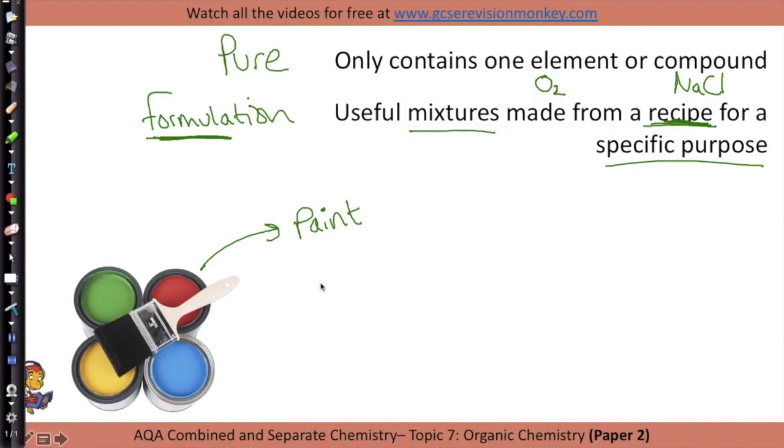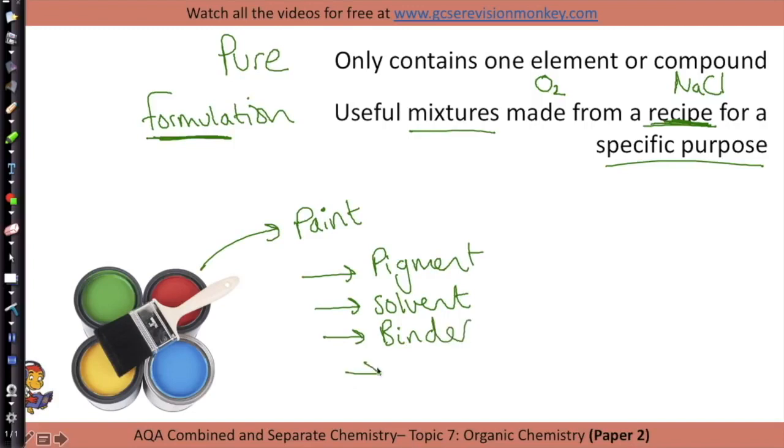Paint, for example, will include a number of different things in very particular amounts, such as the pigment, which will give it the colour, the solvent, whether that be water or an oil-based solvent, a binder to bring everything together, and different additives as well. So all of these would be mixed together in very specific amounts following a recipe to make a paint with a very particular purpose.